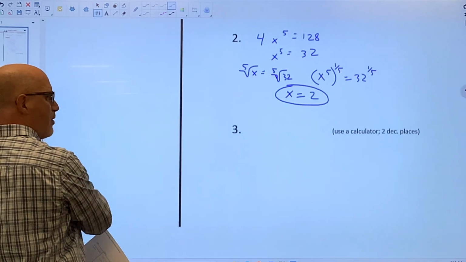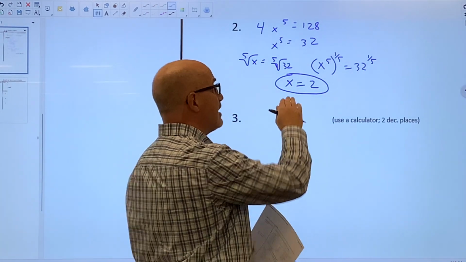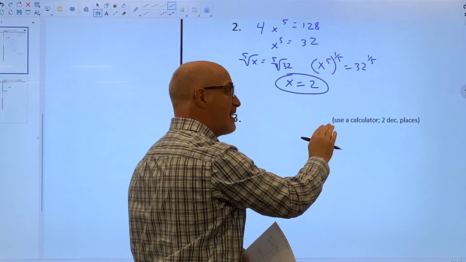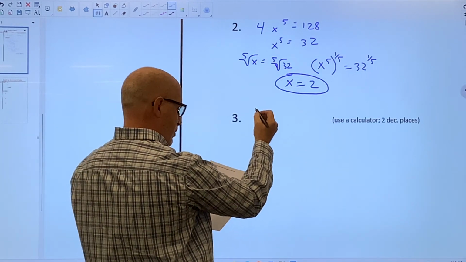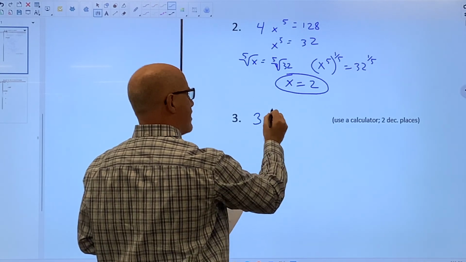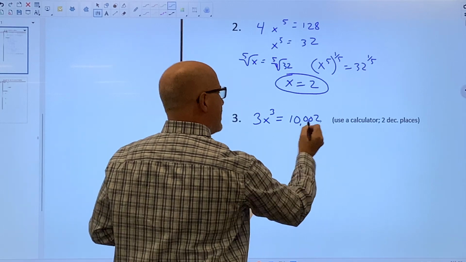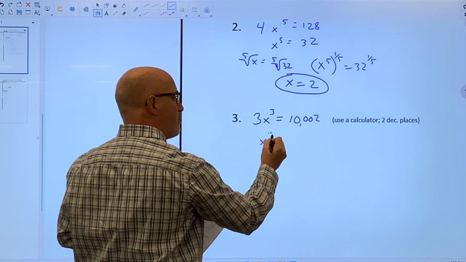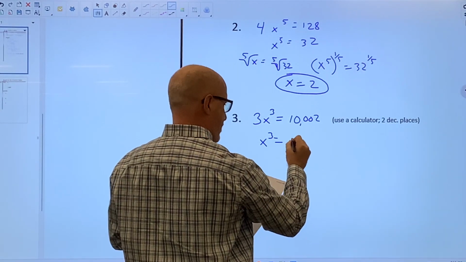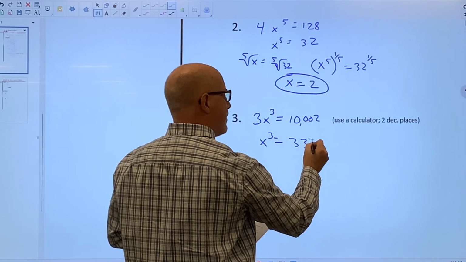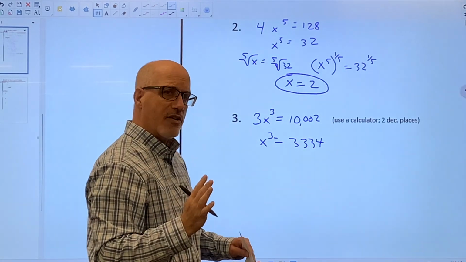We're going to do another odd problem, and on this one again, we're going to use our calculator, but we're getting 2 decimal places. These were exact answers that we just did. This next one won't have an exact answer. We're going to round it to 2 decimal places. So we're going to have 3x to the third equals 10,002. First step is to get the x to the third power by itself, so divide both sides by 3. If you divide that by 3, you'll get 3,334.